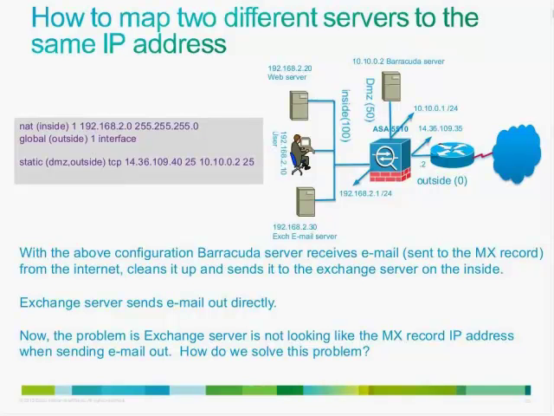So the email servers out on the internet, there's a very high possibility that they may drop these emails because it's not coming from, sourced from the MX record. So how do we fix this problem? Barracuda should receive emails sent from the internet email servers, and at the same time, the Exchange server should also look like the MX record when it sends the email out. So how do we fix this?